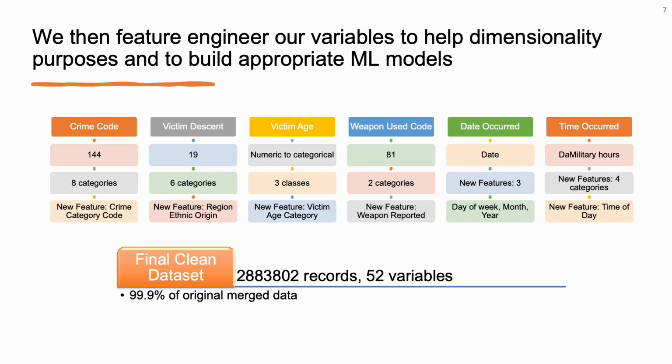Now, due to the nature of our data with distinct values or categories which run into tens, hundreds, and sometimes thousands, we employ feature engineering techniques to create new variables and reduce the categories of some others. Crime code, for example, is reduced from 144 categories to 8 to help predict the categories of crime better and to avoid overfitting. Victim descent with 19 categories is re-engineered into region ethnic origin of 6 categories.